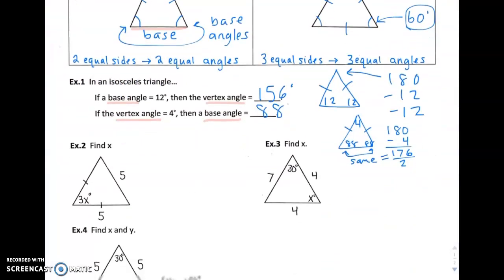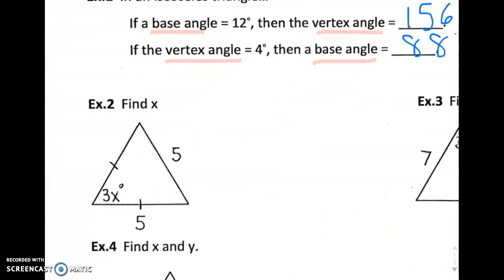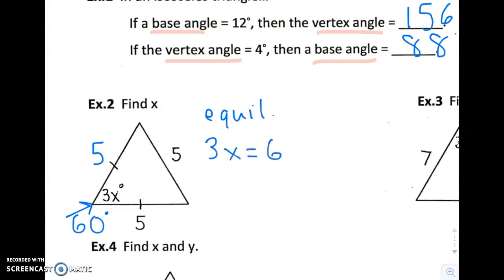So if I were to look down here at example 2, the goal is to find x. I know to start that this is an equilateral triangle. The reason I know this is because this side, which is marked congruent to this side, is also 5. So that's going to tell me that all 3 sides are actually 5. So since it's equilateral, every angle is 60 degrees in the corner, so this angle right here has to be 60 degrees. So if I go to solve for x, I can say that 3x is equal to 60. If I divide both sides by 3, I now have that x is 20.